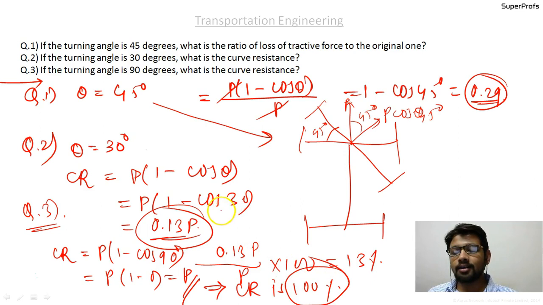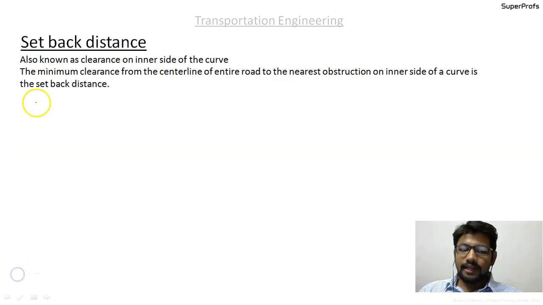So understand that curve resistance is the loss of power, and there are only these many types of examples that can be asked on this particular type. So here we are done with the curve resistance, the theory as well as the numerical examples. Okay, so now we will move on to the setback distances. So let us now discuss the setback distance.